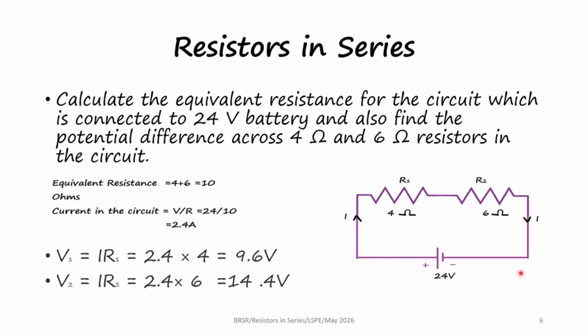The entire voltage is dropped across these two resistors which are connected in series in proportion to the values of the resistors. Here we can understand that a resistor with a lesser resistance value has a lesser voltage drop across it. That is, the 4 ohm resistor has only 9.6 volts dropping across it, and the 6 ohm resistor, which is higher than 4 ohms, is dropping a voltage of 14.4 volts across it.